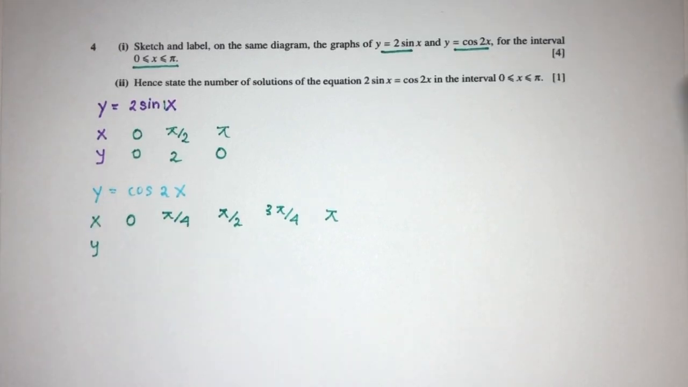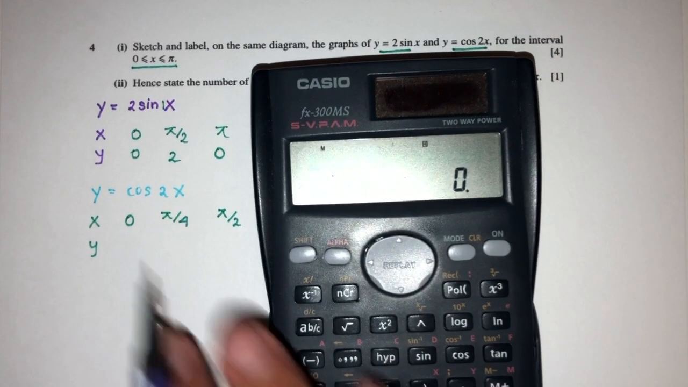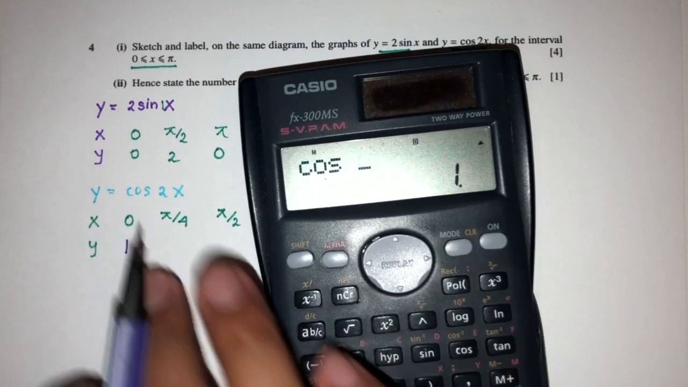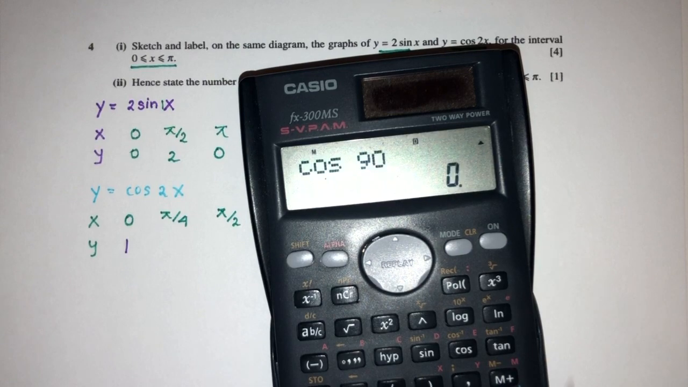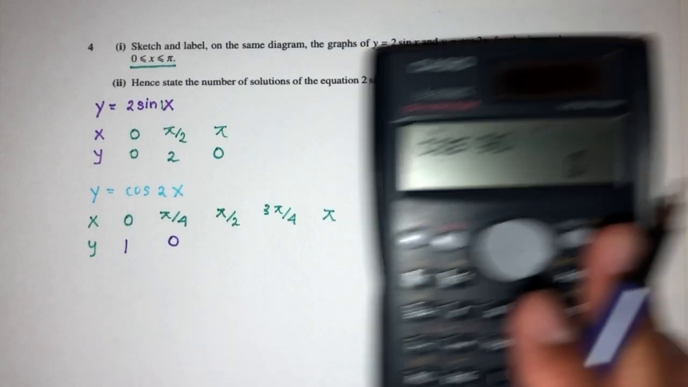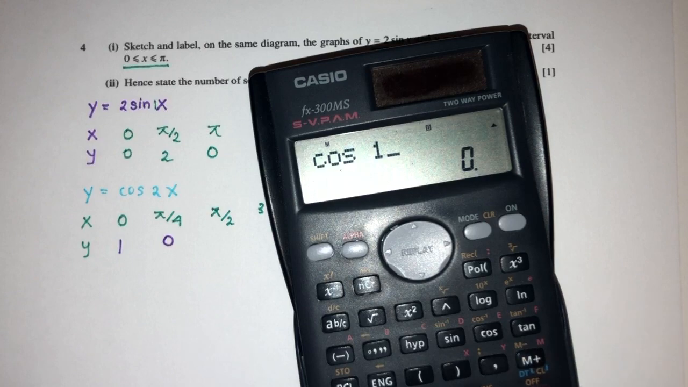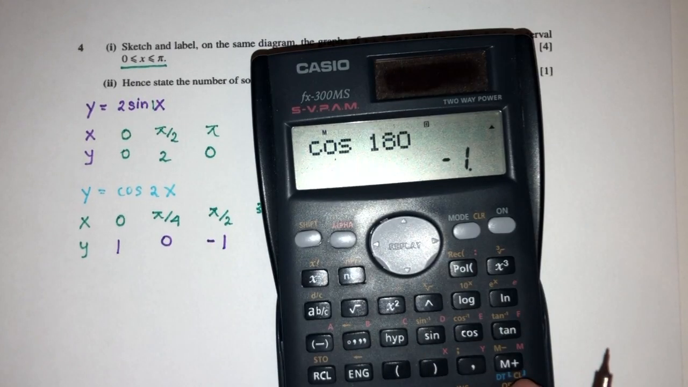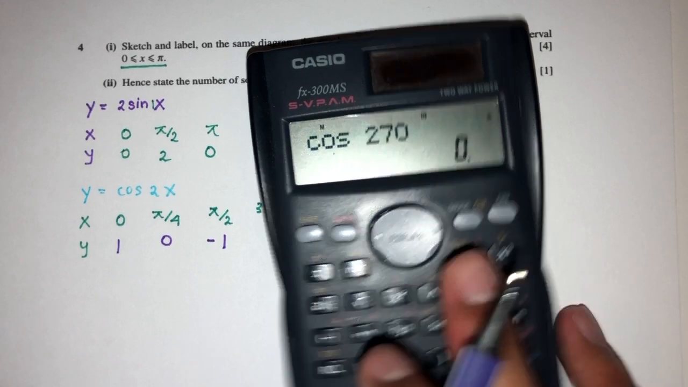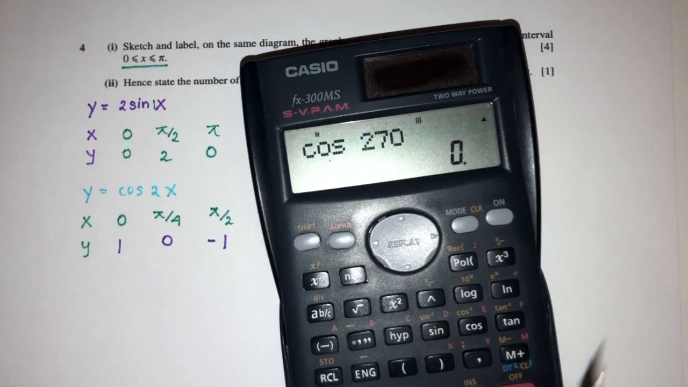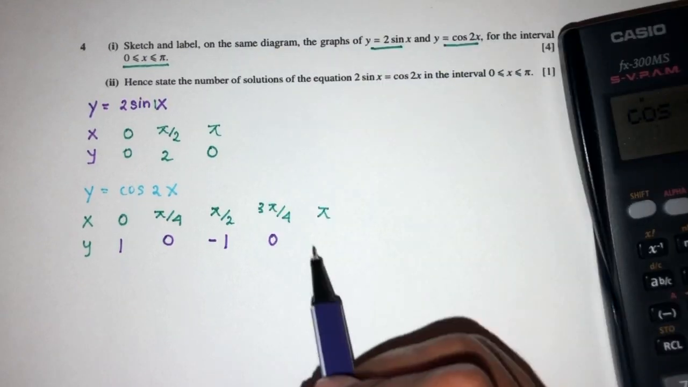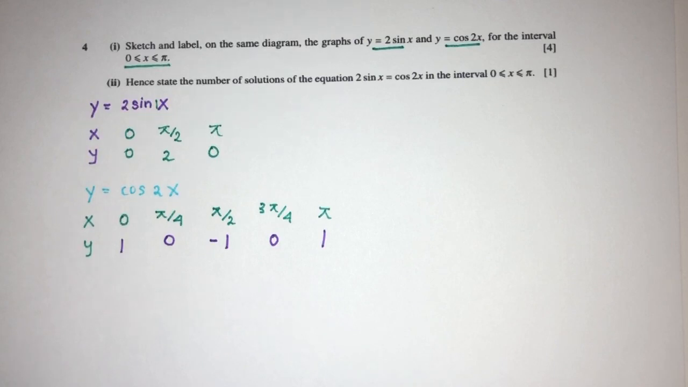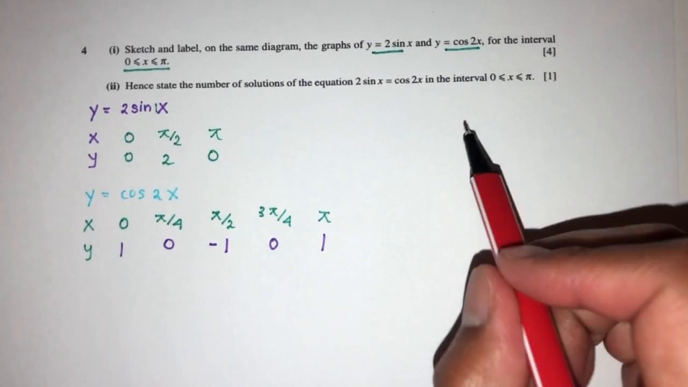Now, finding the corresponding values of y is pretty easy. First one, cos of 0, that should be 1. Here we have cos of 2 times 45, cos of 90, that should be 0. Here we have 90, so cos of 180, that should be minus 1. And here we have 135, so times 2 will be 270, so cos of 270, that should be 0 as well. And cos of 360, that should be 1. Okay, great. So now we can see we have a few values over here. We can sketch the graph.